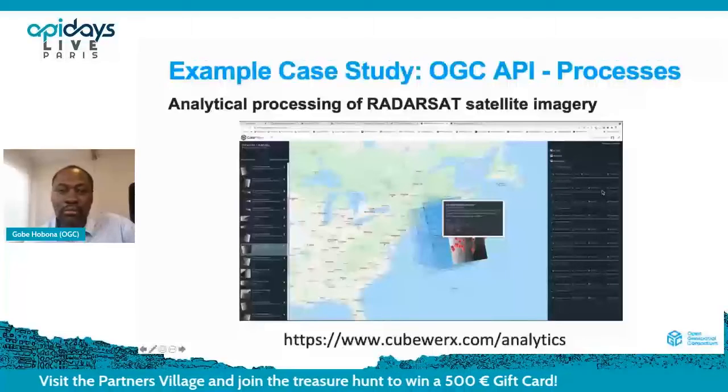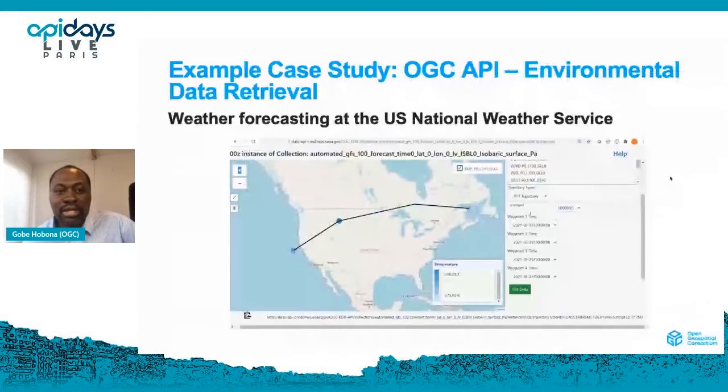Another example case study is that of OGC API environmental data retrieval implementations at the US National Weather Service, where they've implemented a weather forecasting capability, a client application that sits on top of an OGC API EDR implementation that acts as an interface onto the weather forecasting capability. And that's a screenshot of that client you can see on this screenshot as well.